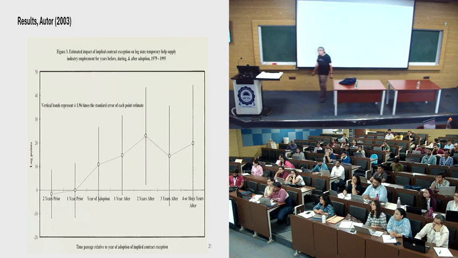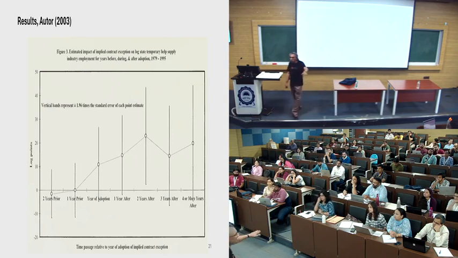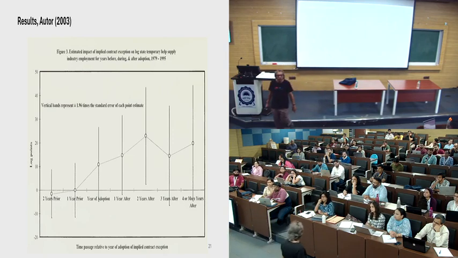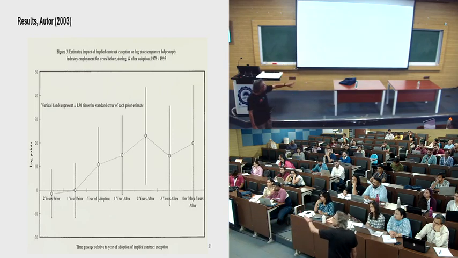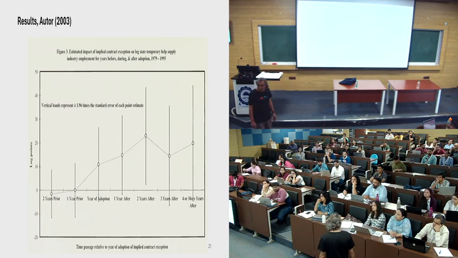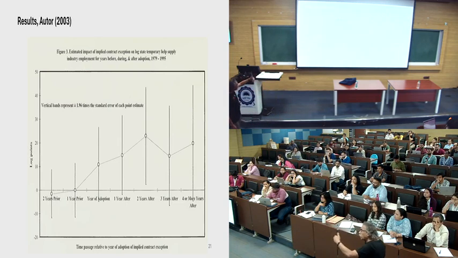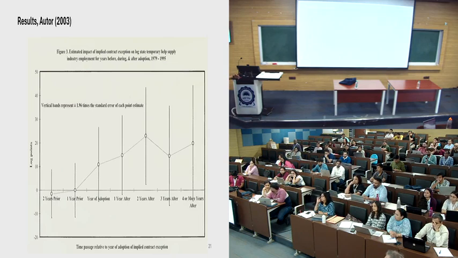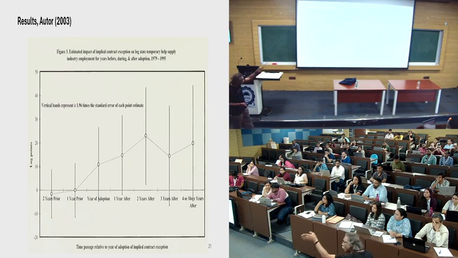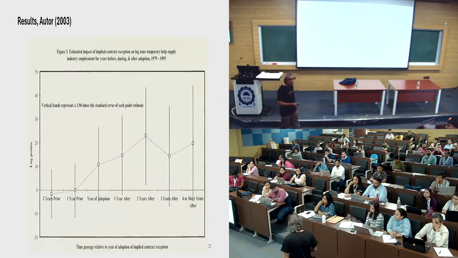Remember your tutorial? We stop the export duration at year 5. Generally, the effect gets stabilized or we don't bother that much. Right? So the way you want to think about it is time passage relative to the adoption of the implied contract exception. The way Autor did it: 2 periods before, the period when it happens, and then the periods after, 1 year, 2 years, 3 years, 4 years.